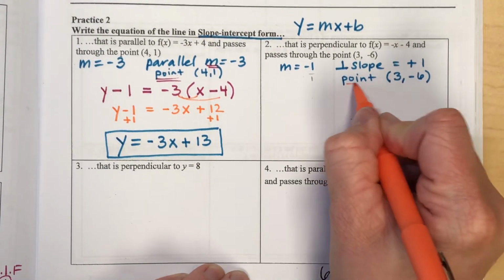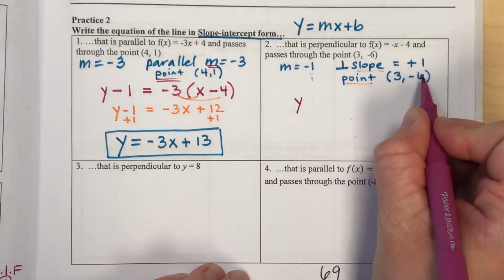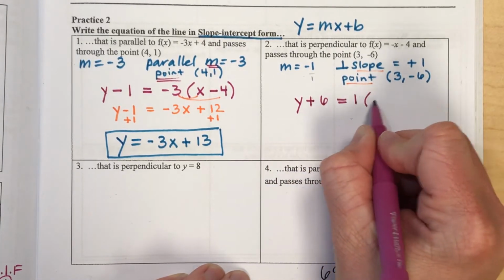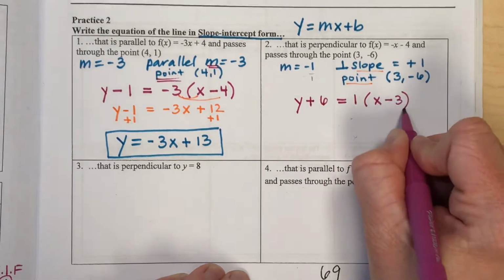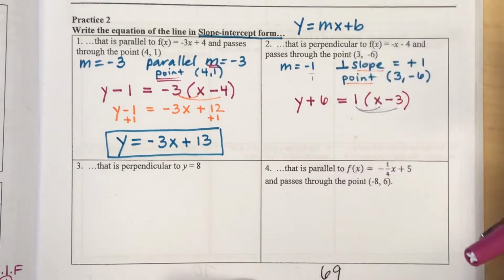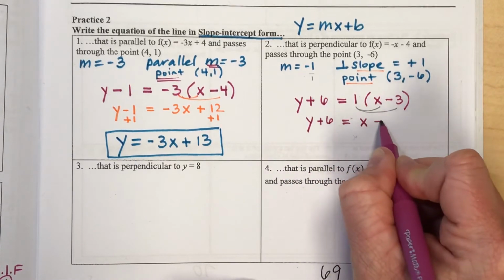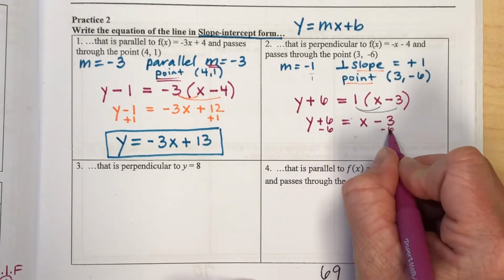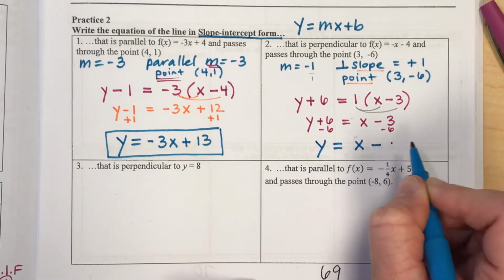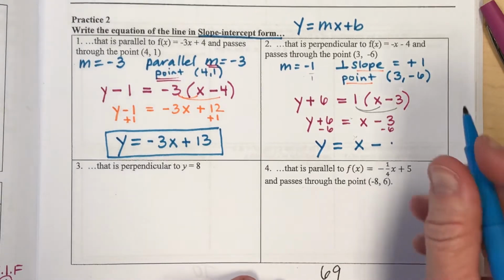So if I'm given a point and I'm given slope, I have to use point-slope form, and that's what we're going to do. Y minus negative 6 is going to mean this is going to be a plus, equal to my slope of 1, and then x minus my x-coordinate of 3. Now if I distribute my slope and I solve for y, I will have my slope-intercept form. So y plus 6 equals 1x minus 3. If I subtract my 6 over, I will have my slope-intercept form of this line, which will be x minus 9.